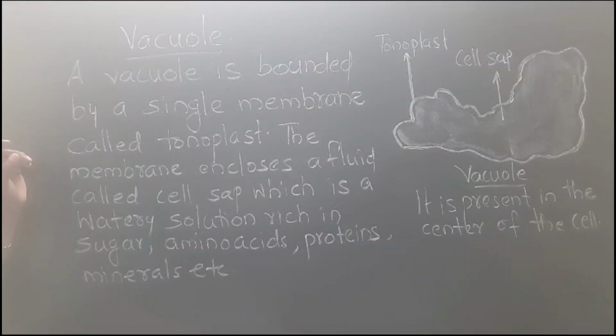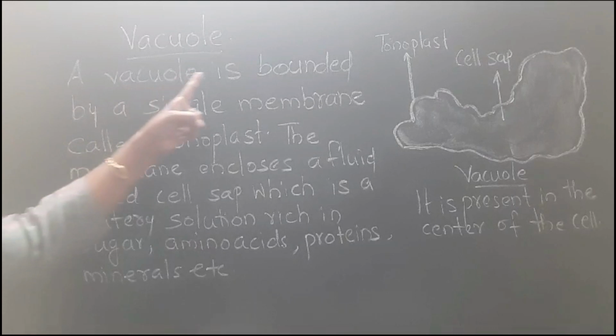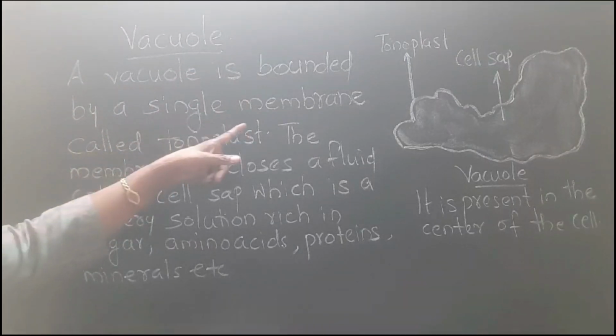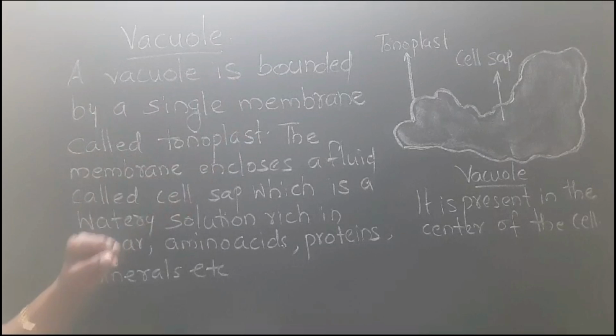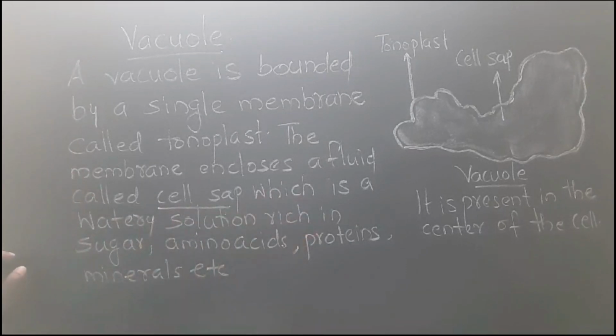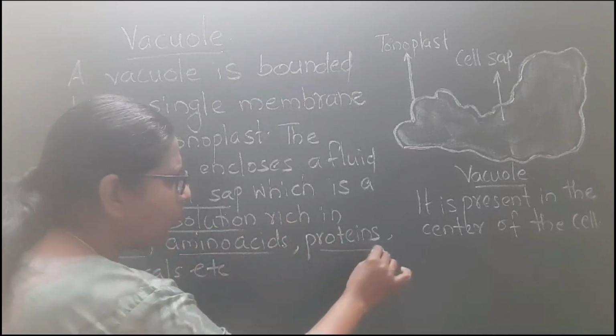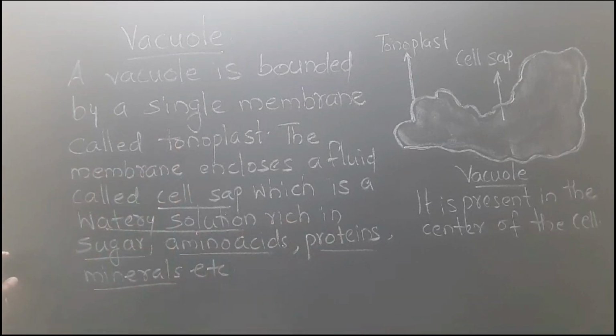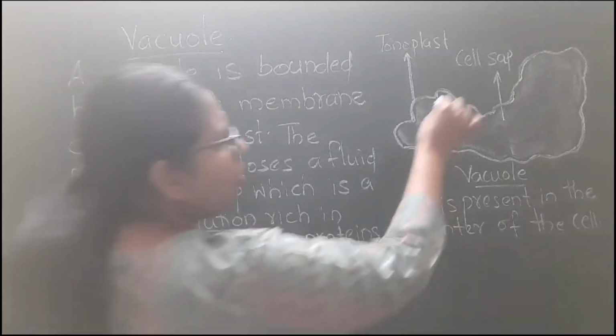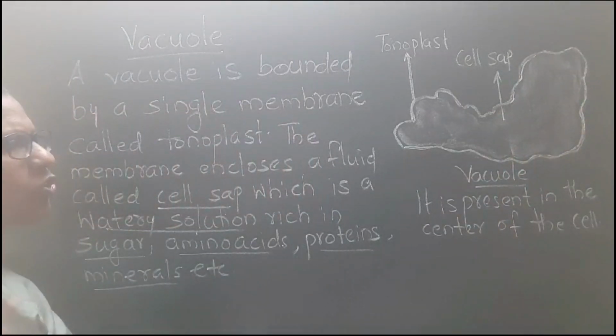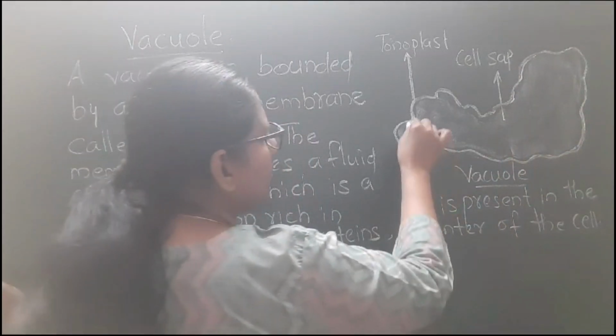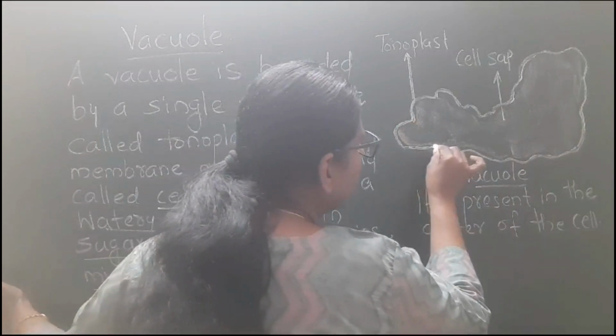Now let's see vacuole. A vacuole is bounded by a single membrane called tonoplast. The membrane encloses a fluid called cell sap, which is a watery solution rich in sugar, amino acid, protein, minerals, etc. This is how vacuole looks. This is the structure of vacuole. This is the single membrane.